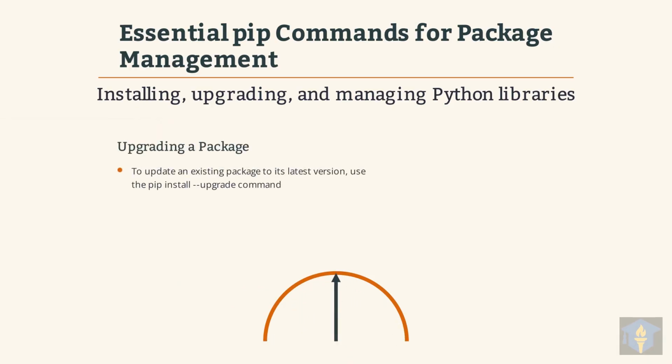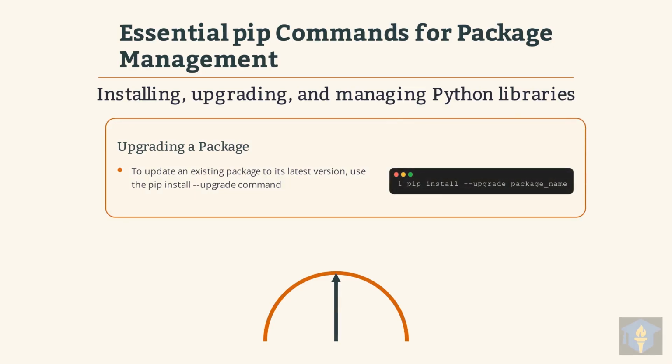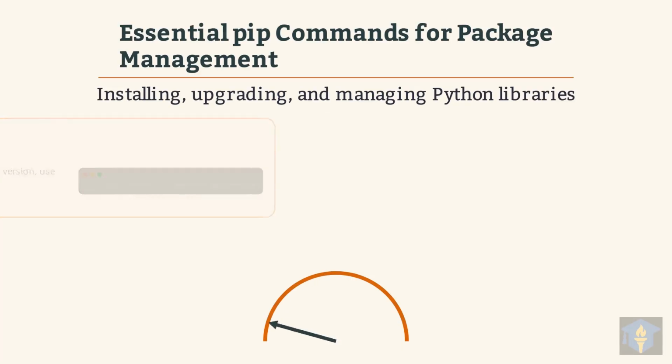Next, let's see how to upgrade an existing package to its latest available version. To update a package, use the pip install --upgrade command, ensuring you have the newest features and fixes. Simply type pip install --upgrade package_name to update any installed library to its most current version.